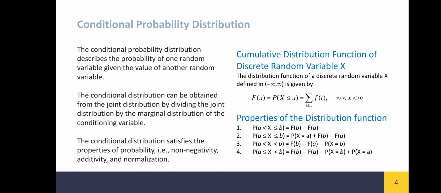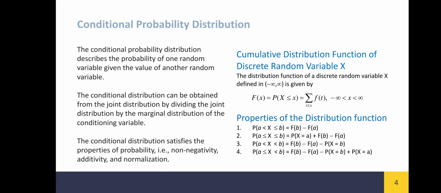Conditional probability distribution. The conditional probability distribution describes the probability of one random variable given the value of another random variable. The conditional distribution can be obtained from joint distribution by dividing the joint distribution by marginal distribution of the conditional variable. The conditional distribution satisfies the properties of probability, that is, non-negativity, additivity, and normalization.